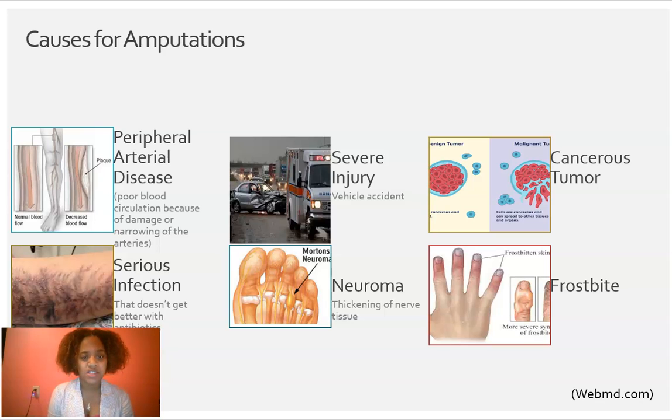Causes for amputations. Peripheral artery disease, poor blood circulation because of damage or narrowing of the arteries. Severe injury, like a vehicle accident. Cancerous tumor. Serious infection that does not get better with antibiotics. Neuroma, thickening of nerve tissue, and also frostbite.